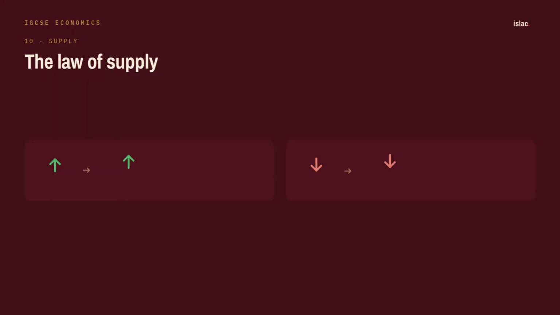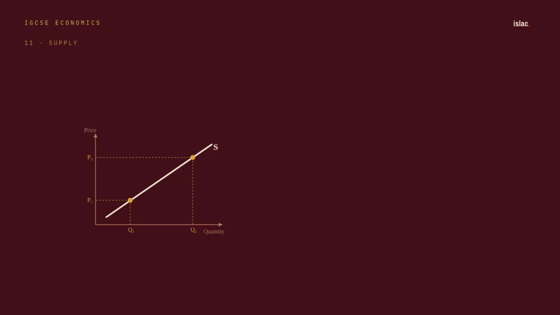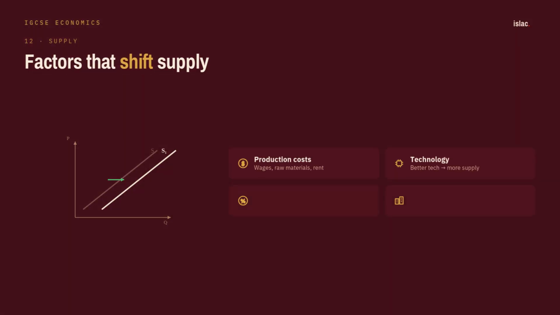The law of supply says price and quantity supplied move in the same direction, a direct relationship. Higher prices encourage firms to produce and sell more. Because of that direct relationship, the supply curve slopes upward from left to right. It is the mirror image of the downward sloping demand curve. Non-price factors shift the entire supply curve. The main ones are production costs, technology, taxes and subsidies, and the number of firms in the market.